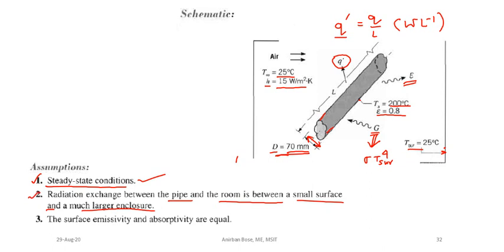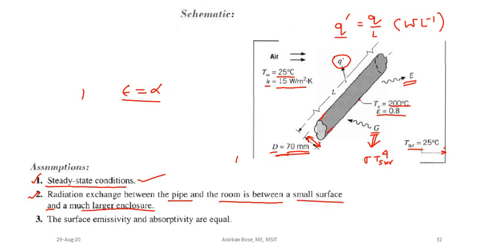The third one is that the surface emissivity and the absorptivity are equal. I have told you that Kirchhoff's law says emissivity is equal to absorptivity, and that is true for a gray and diffuse surface in general, but that is basically the assumption. We are considering the surface to be gray and diffuse, which means by Kirchhoff's law epsilon is equal to alpha.